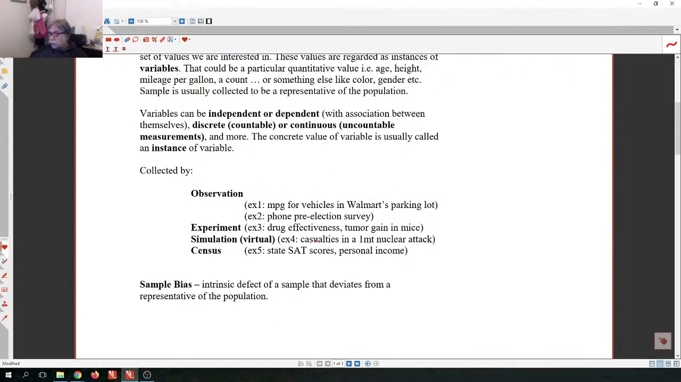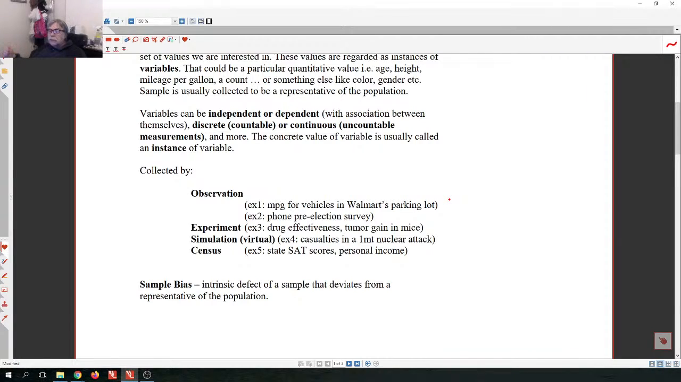Now, when we collect samples, a portion of the population, we will usually get a relatively large set, but much smaller than the population. The population is usually significantly larger. We collect that data as what we call instances. Every particular number that we collect is an instance of the variable we are interested in. Maybe the mileage per gallon of a four-door sedan on the road in the United States. One number like that would be an instance of that variable.